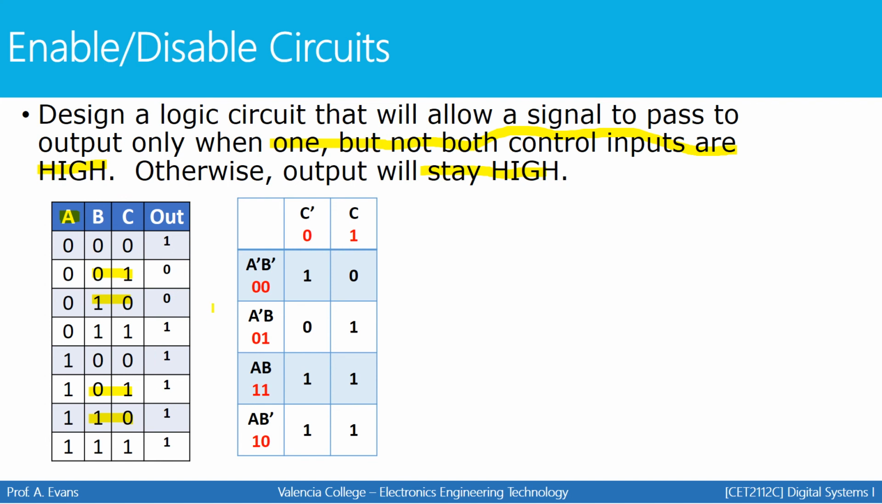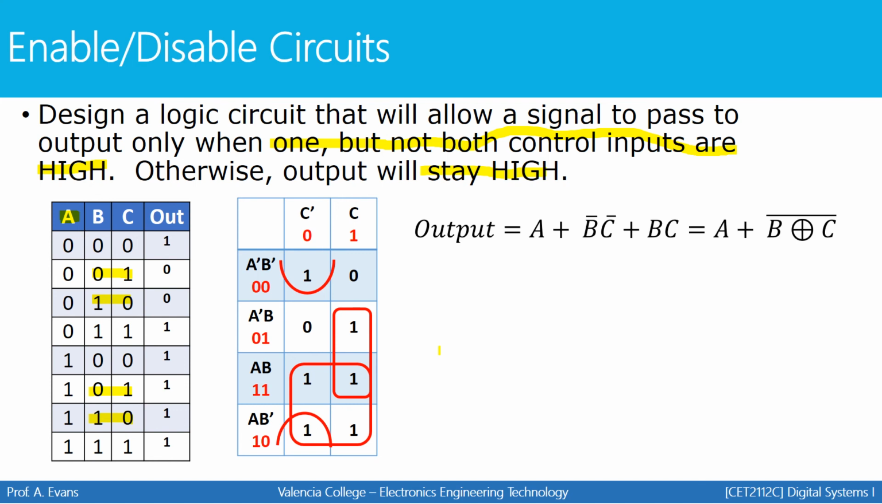And then you're going to make your circles. You're going to have 3 circles. A group of 4 at the bottom. A group of 2 top and bottom. A group of 2 in the middle on the right. Your expression here becomes A, that's for the big square, or not B and not C, that's for this circle right here, or B and C, that's for the third circle.